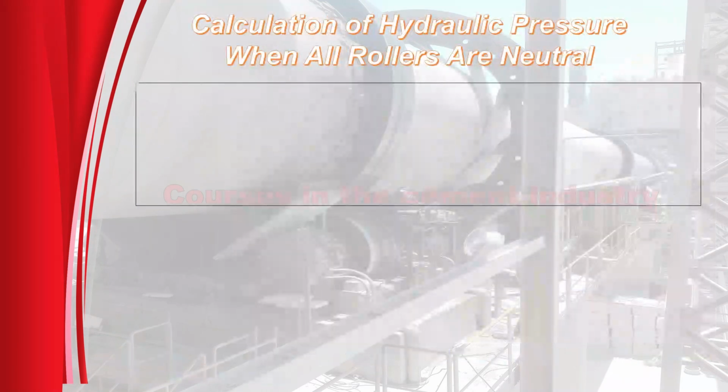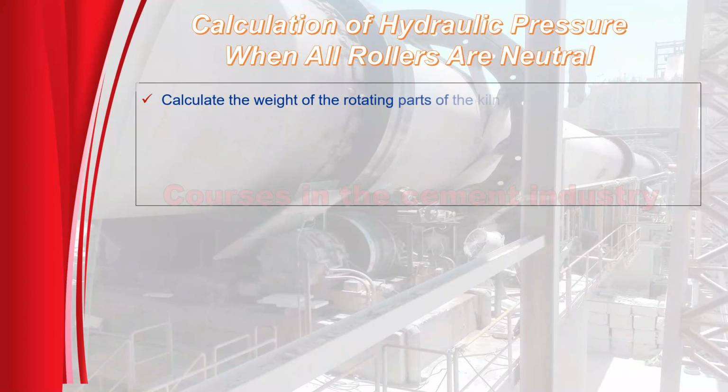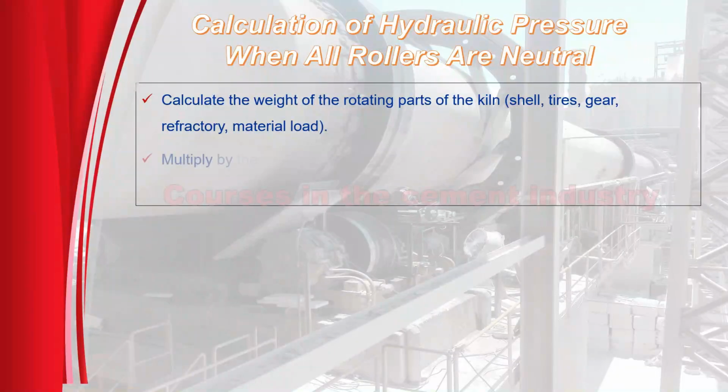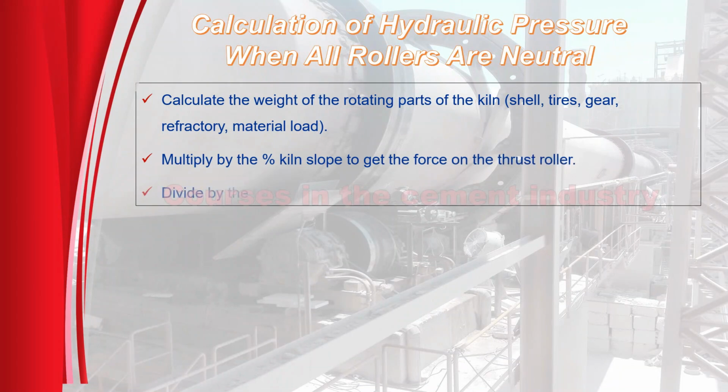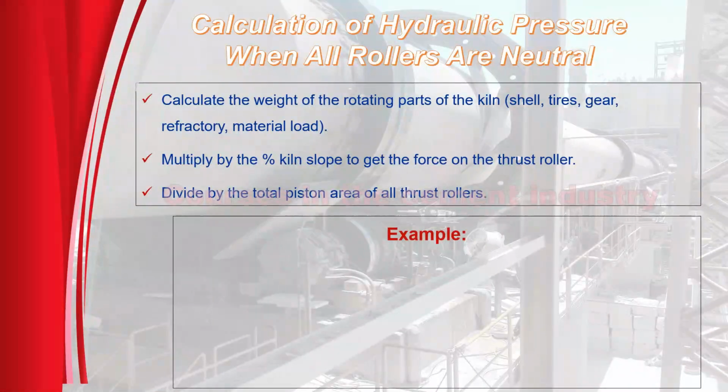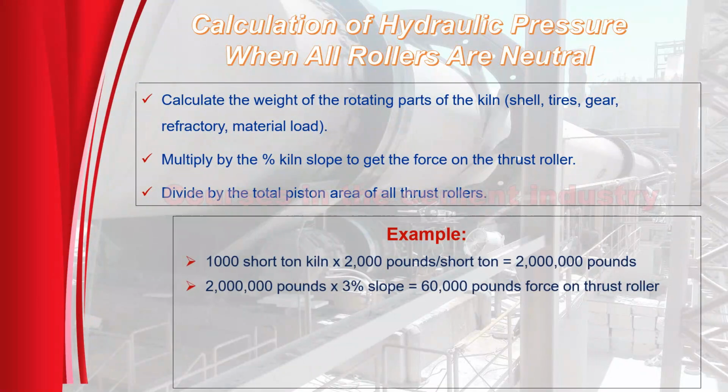Calculation of hydraulic pressure when all rollers are neutral. Calculate the weight of the rotating parts of the kiln: shell, tires, gear, refractory, material load. Multiply by the percent kiln slope to get the force on the thrust roller. Divide by the total piston area of all thrust rollers. See this example 2, calculation of hydraulic pressure when all rollers are neutral.